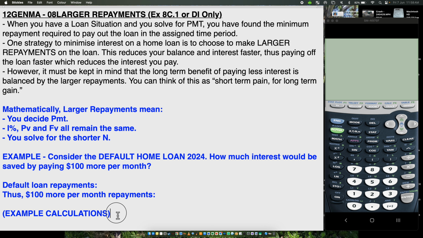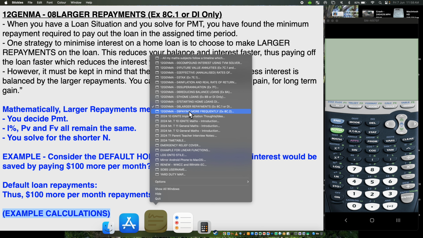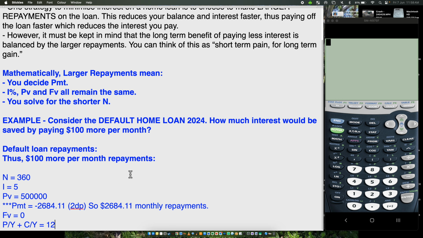So let's demonstrate that. Consider the default home loan from 2024. How much interest would be saved by paying $100 more per month? So I'm going to copy and paste what we had from last lesson here. This was the default loan. If I'm choosing to pay $100 more per month, what number is going to change here on purpose? What am I going to change on purpose in PMT? So that's no longer what I'm solving for.